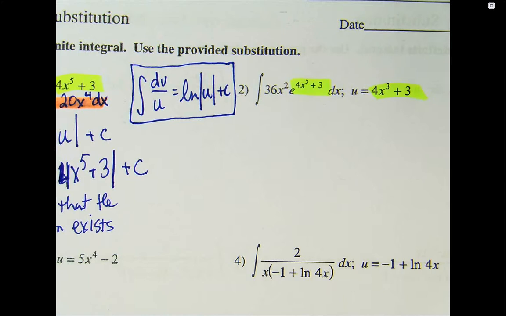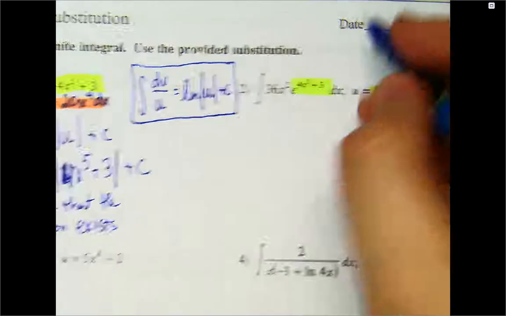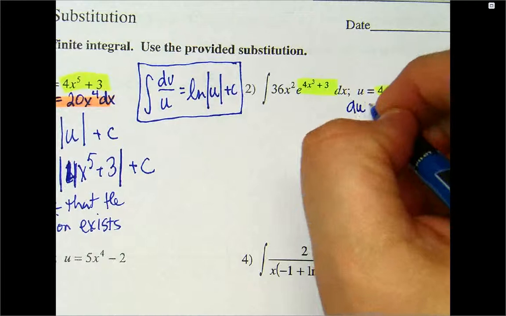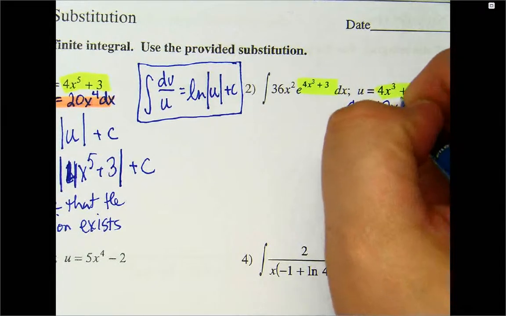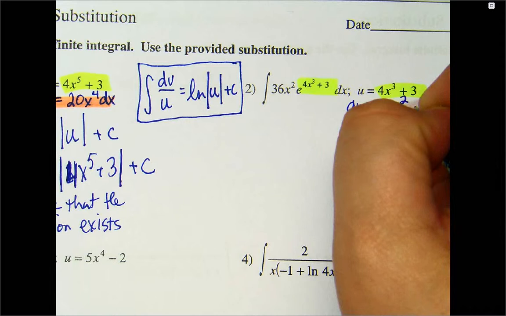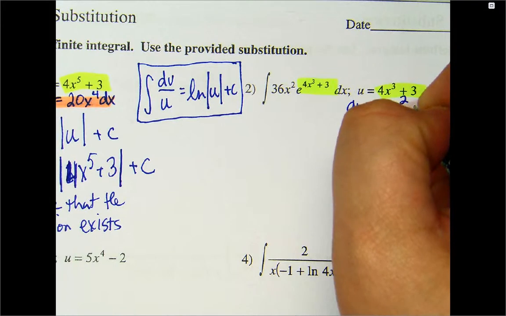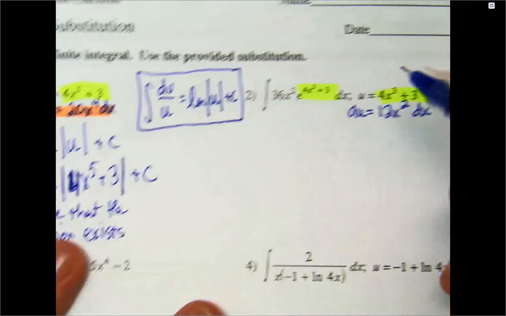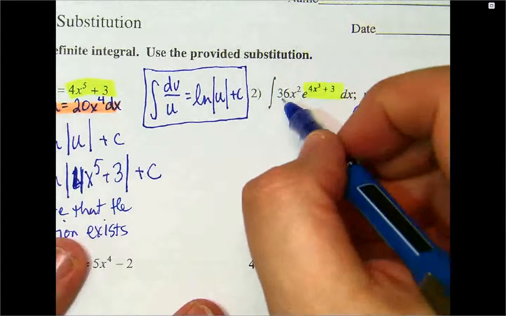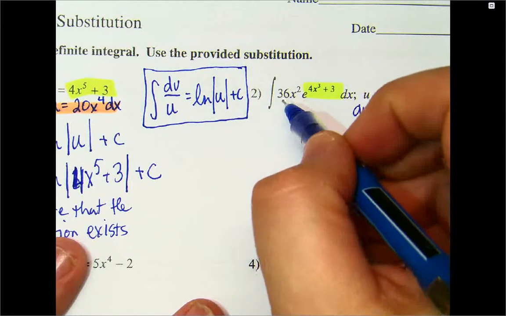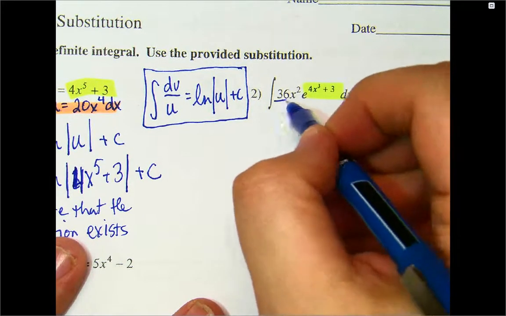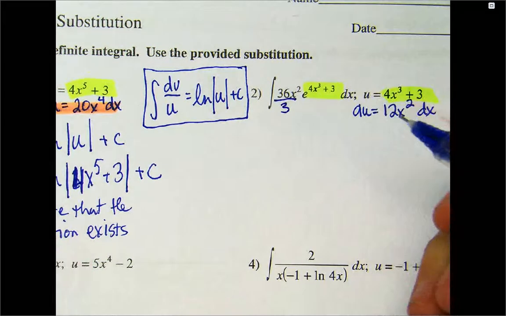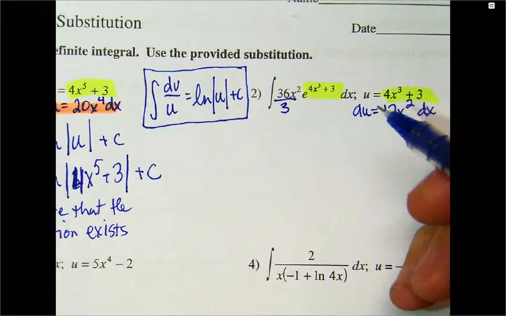So I have 36. So how do I make 36 into a 12? Times 3? Divide by 3. Now, what's the integral of e to the u? Yep. So it's going to be 3 times e to the u plus c, which is 3 times e to the 4x cubed.